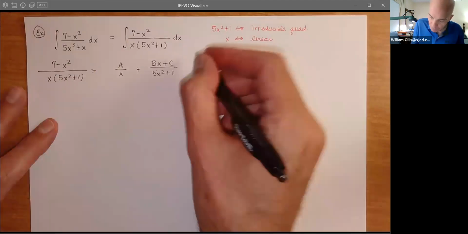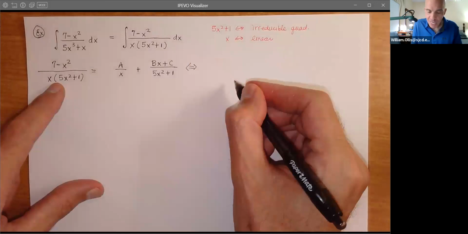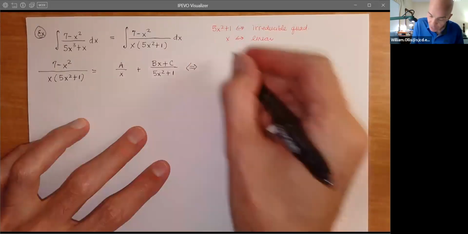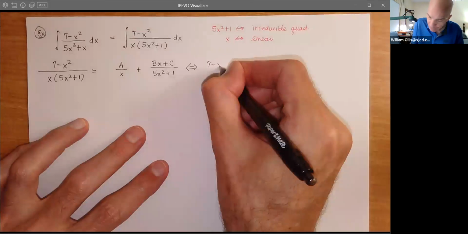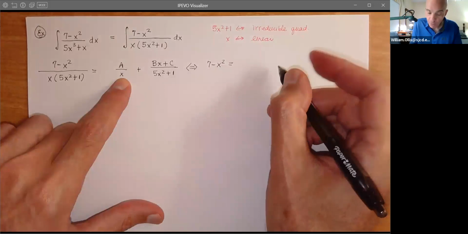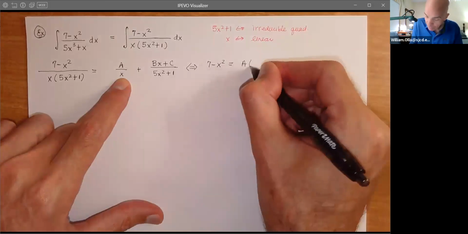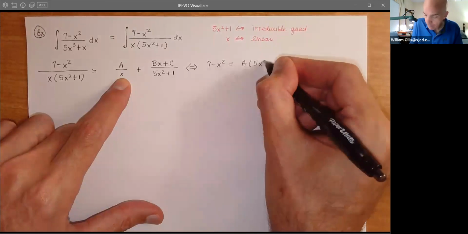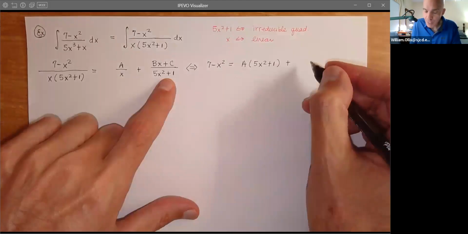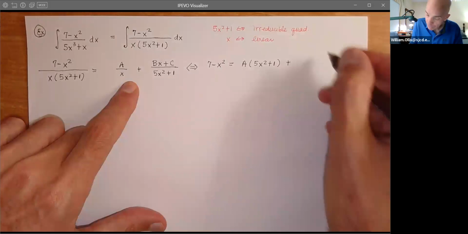So now, let's go ahead and clear. Multiply by x times 5x squared plus 1. That'll clear everything out on the left-hand side. When we multiply here, the x goes away, but the 5x squared plus 1 stays around. And now with the bx plus c, the 5x squared plus 1 goes away, but the x sticks around.